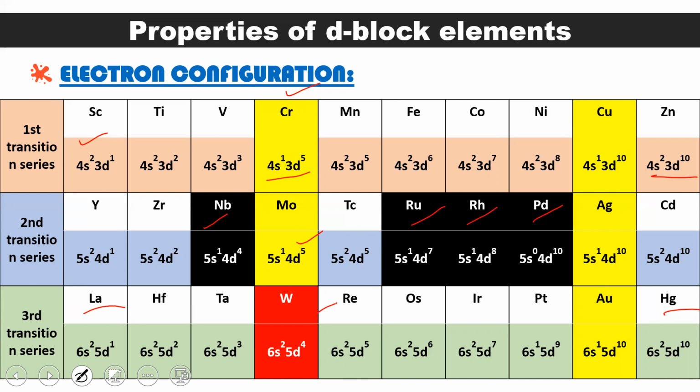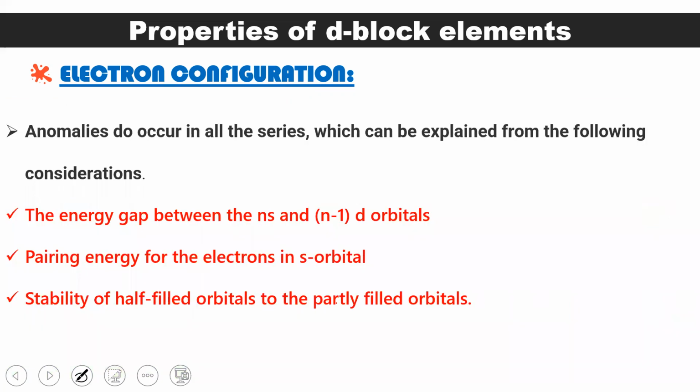When you compare with the other D block elements, why do these elements show different types of electron configurations? The main reason for the anomalous behavior is the energy gap between the ns orbital and the (n-1)d orbital, which in some cases is negligible.